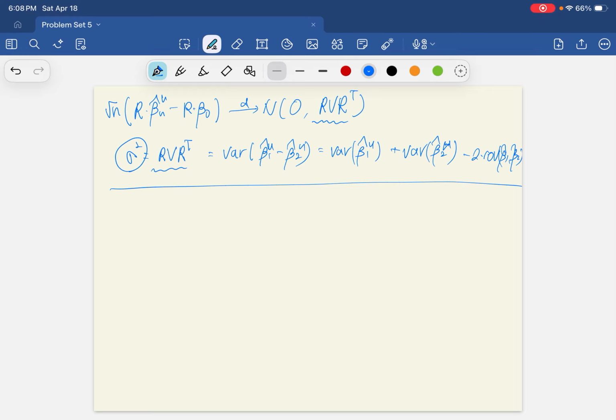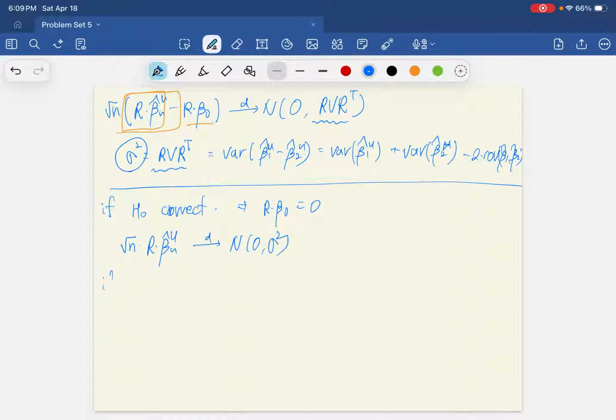Now we are going to calculate this, but the other part is unknown. So we will study what happens if H0 is correct. Then R times beta 0 is 0 in our hypothesis. So square root n times R times beta hat U converges to a normal distribution with mean 0 and variance sigma squared. So it is simple.